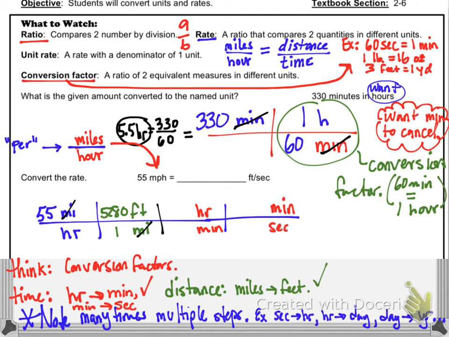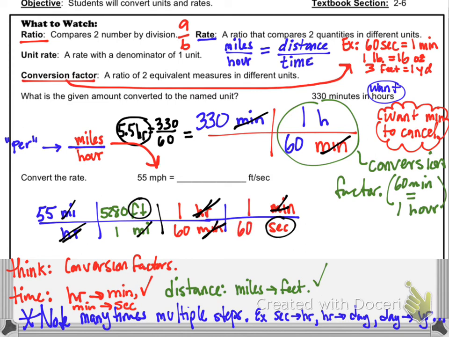So now I've got to deal with the time. I'm going to go hours over minutes. That way the hours will cancel. And then I'm going to go minutes over seconds. That way the minutes cancel. And look at what I've got here. I've got, of course, 1 hour per 60 minutes, 1 minute per 60 seconds.